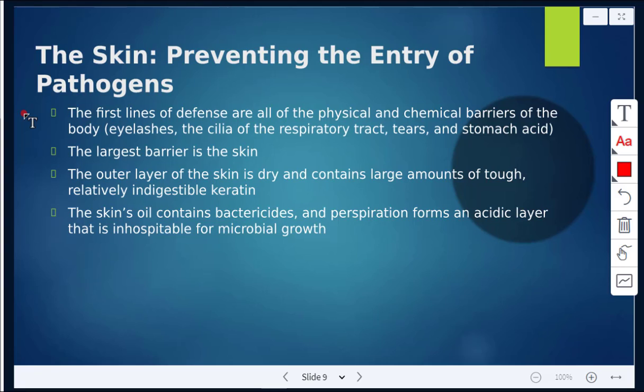Like your eyelashes, the cilia of the respiratory tract, the tears you produce in your eyes, and that strong stomach acid in our stomachs. Those are all examples of first lines of defense. The largest barrier is the skin, our outer layer of skin. It's dry and it contains large amounts of tough, relatively indigestible keratin. There are also skin oils that contain bactericides. Also, our sweat or perspiration forms an acidic layer that is inhospitable for microbial growth.